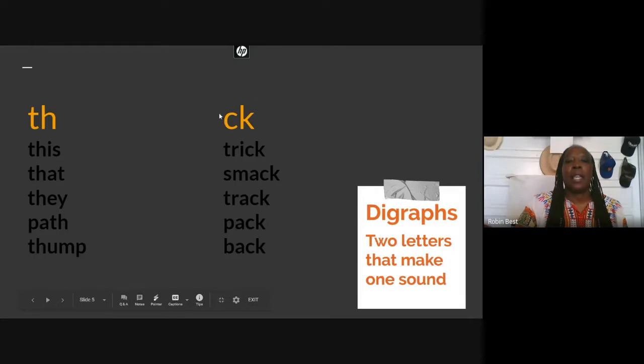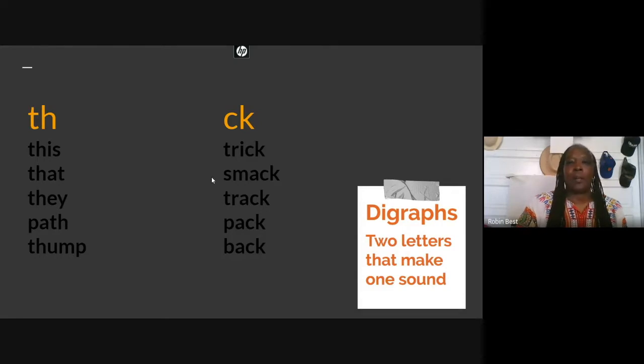Let's read our CK words. Trick, smack, track, pack, back. Do we notice anything about our CKs? Yes, they're at the end of the word. What about our TH? Nope, it can be at the beginning or at the end of a word.